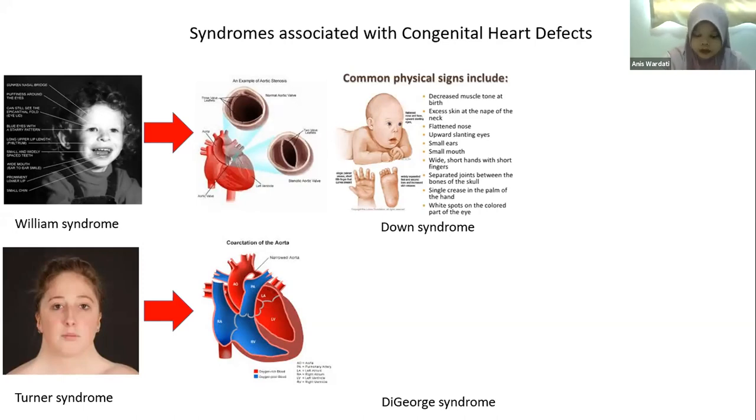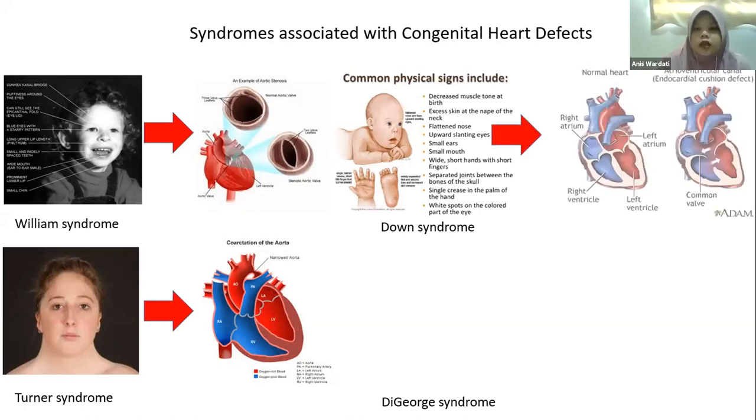In Down syndrome, as you can see in the slide, the features include decreased muscle tone at birth. So, usually there can be hypotonia. For the abnormalities of the face, they can have a round face, as you can see, and flatness of the nasal bridge. And at the back of the head, there will be a flat occiput.